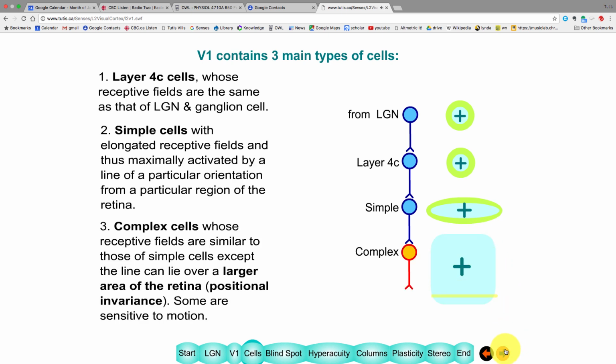And then you find complex cells, which, like simple cells, are tuned to lines of a particular orientation. In this case, a horizontal line, but that horizontal line can be over a wide visual area, a large part of the retina. So it has this positional invariance.